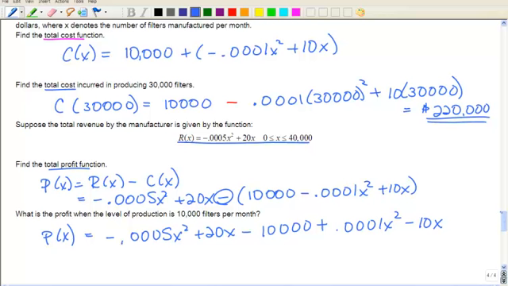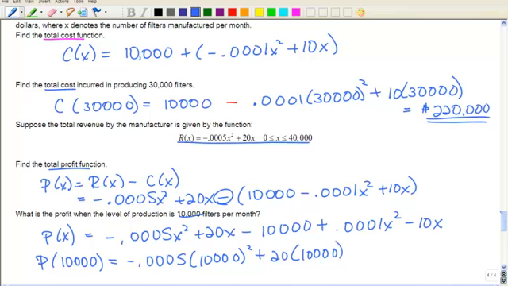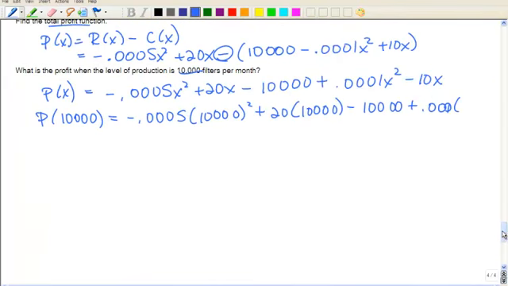And now I want to know my profit if I make 10,000 filters. And so I'm just going to substitute in 10,000 everywhere I see an X. And this is why you really want a good calculator. Doesn't have to be expensive, but just one you know how to punch in. Running out of room here, so I'm going to come down here to say plus.